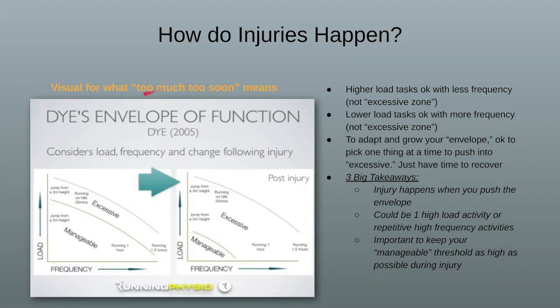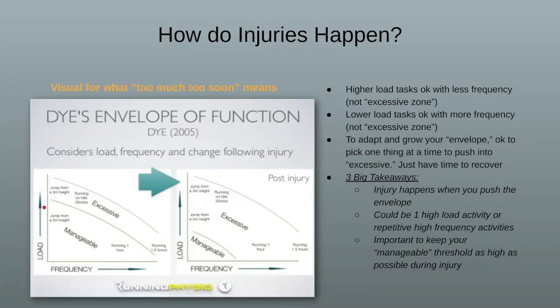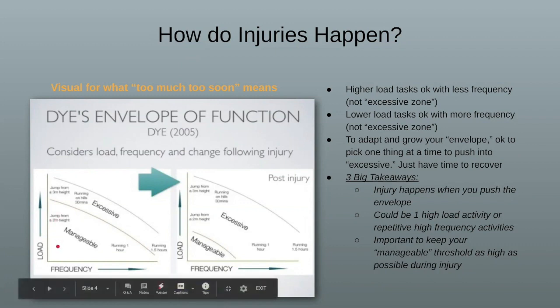This is just a visual of what too much too soon might mean for somebody. So if we look here on the left, this is just a random endurance athlete, let's say. This is their manageable threshold right here, down at the bottom. These are things that they can do without causing injury or knee pain. So something like a high load task, like jumping from 2 meters or 7 feet, they're able to do this and probably not cause themselves harm. This is high load, and they're not doing it very frequently, so that's why it's up here. And if we go down here, guess what else they're able to do? They're able to run for an hour. That's great. Not a high load activity, but very high frequency.